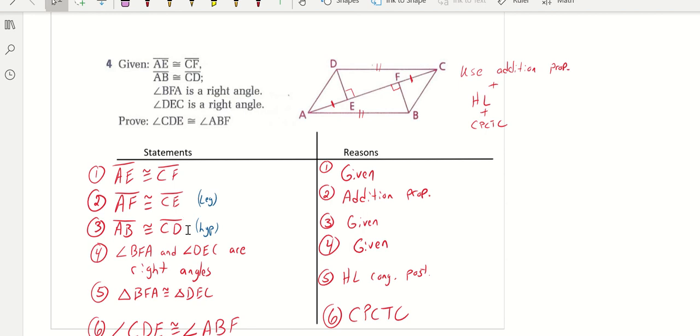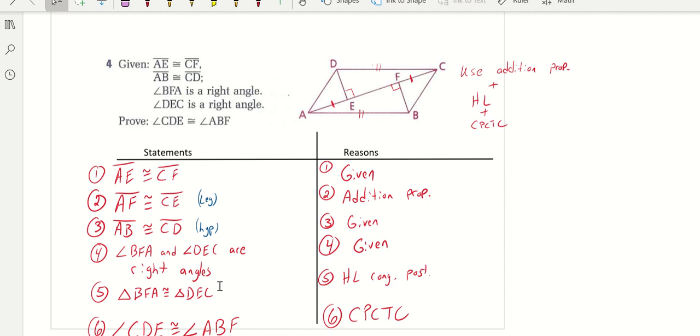Up next, AB is congruent to CD. You see that right there in the given information. That's our two hypotenuses, right? So that's given. Also, angle BFA and angle DEC are right angles. That is given, meaning we have a right triangle on top and bottom. Okay, so we have two right angles, so we don't have to explicitly state that we have two right triangles. That's good enough for me.